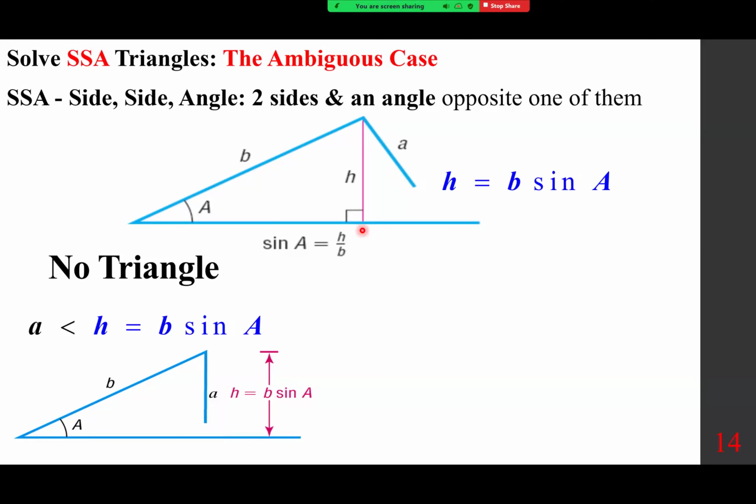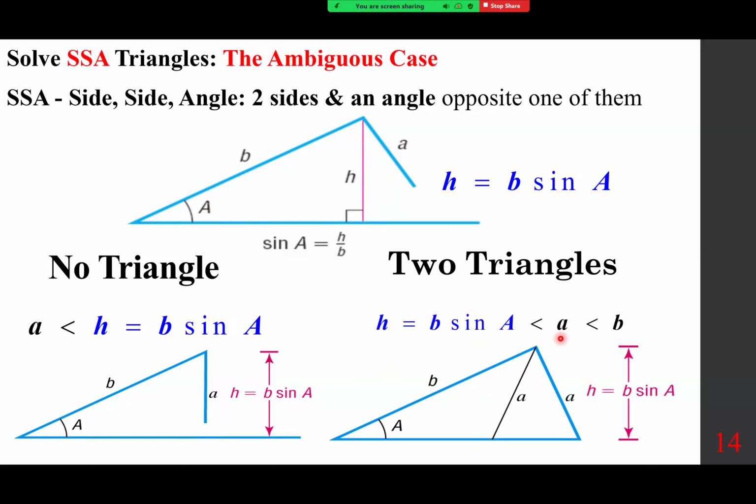On the other hand, if this, which is B sine A, is less than A and less than B, so it's less than A on the one hand and less than B on the other, what happens? Here's the A. Think about this. Here's the H, which is less than A and less than B. That means there are two possibilities. We can get two triangles. We can get this one, the big one, or this one.